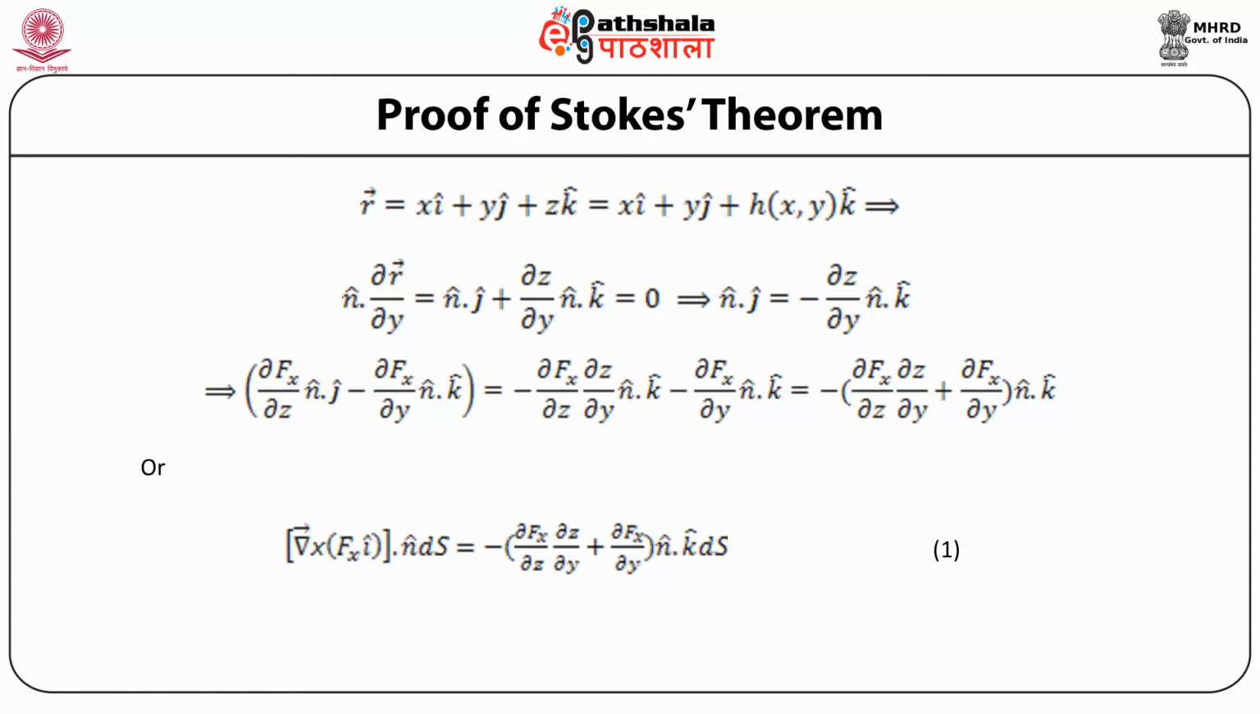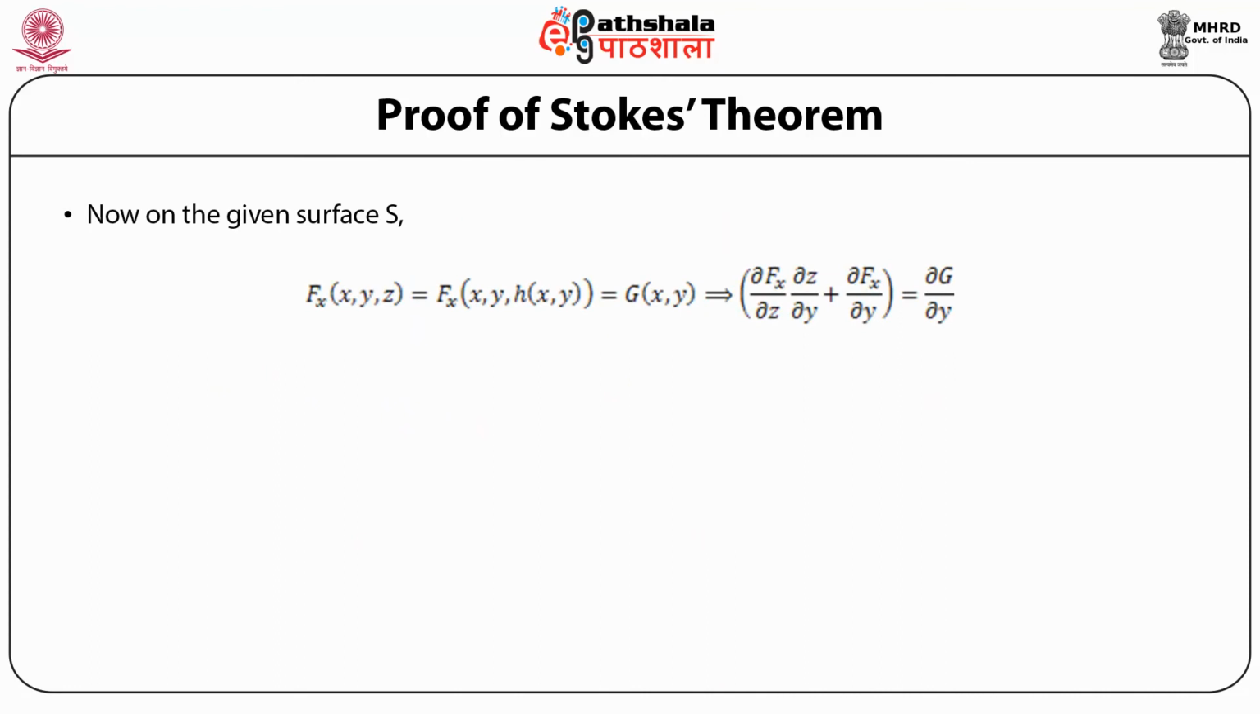Or we can write (del cross Fx i cap) whole dot n cap dS equals minus of (∂Fx/∂z into ∂z/∂y plus ∂Fx/∂y) whole into n cap dot k cap dS.